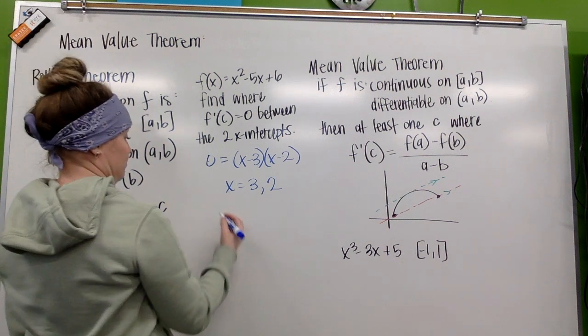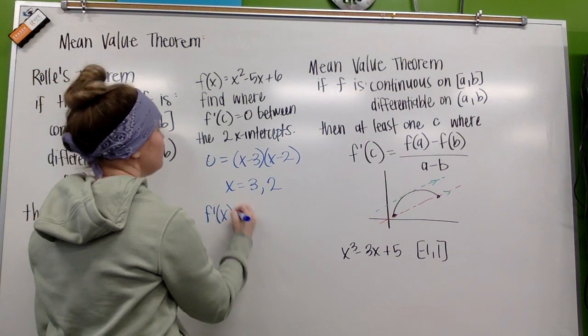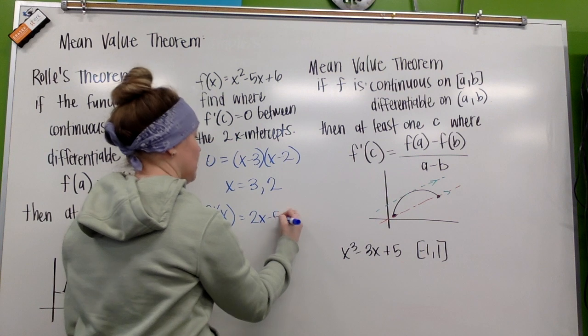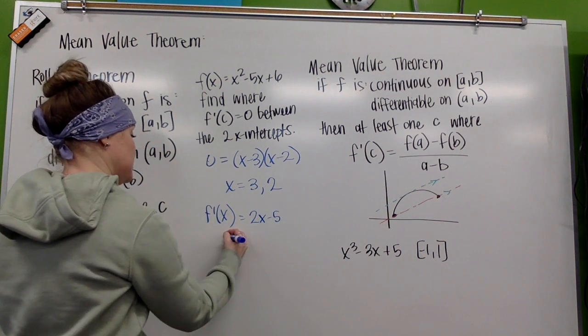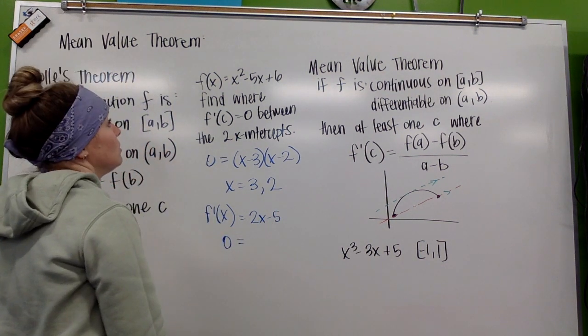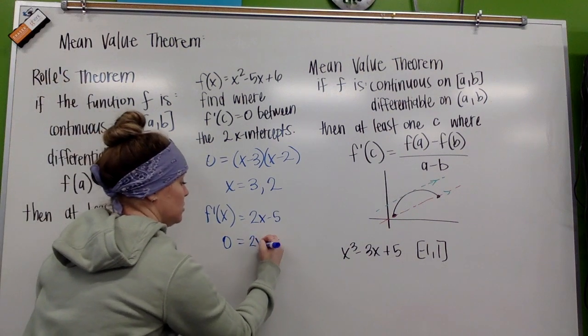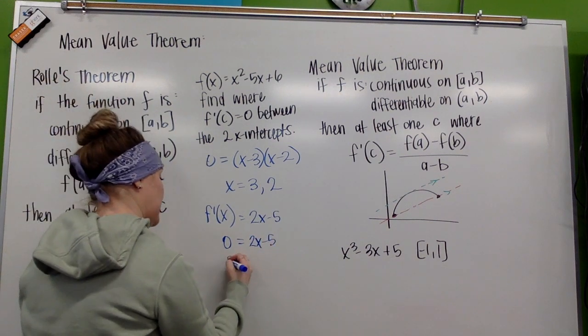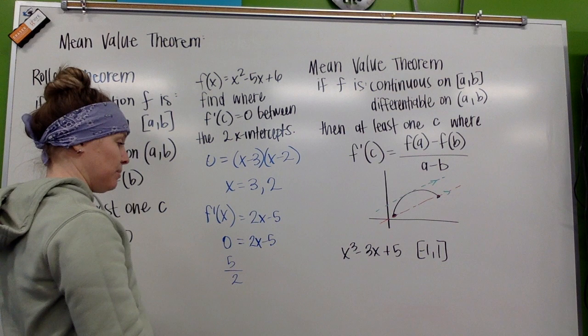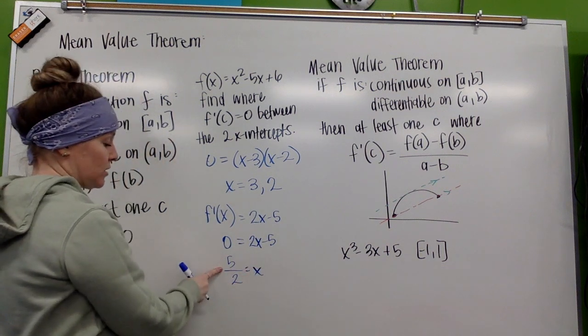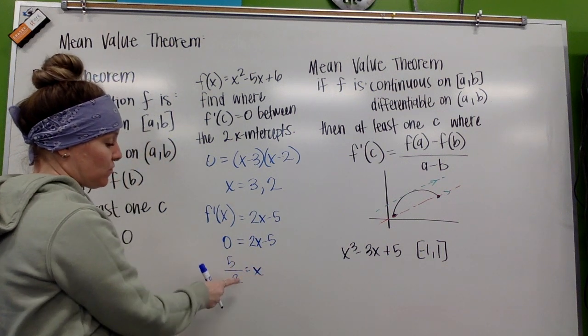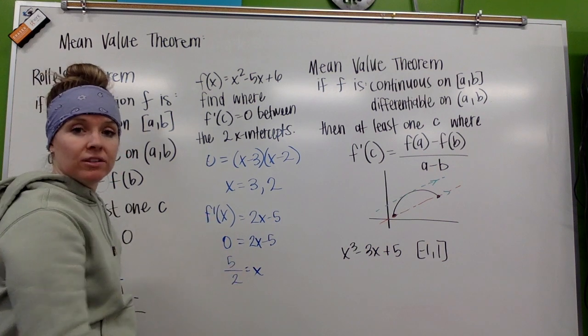Well, then where? So I'm going to take the derivative, which is 2x minus 5, and I'm going to set that equal to 0. So 2x minus 5, I'm going to add the 5 over, divide by 2. So at the point where x equals 5 over 2, my derivative equals 0.